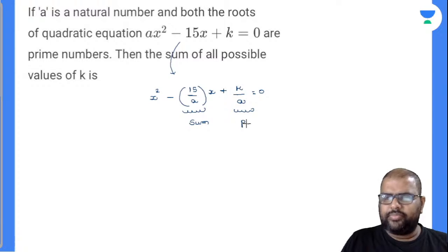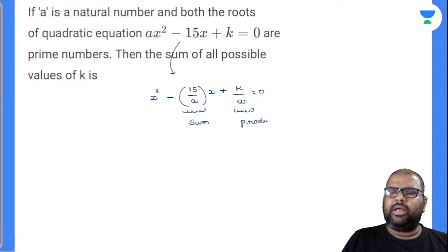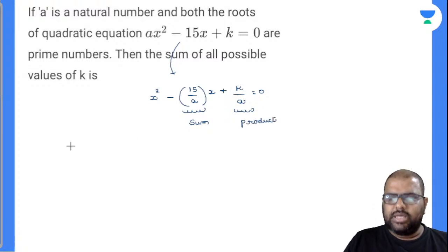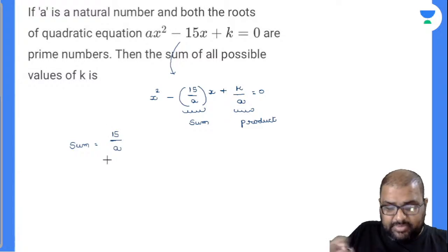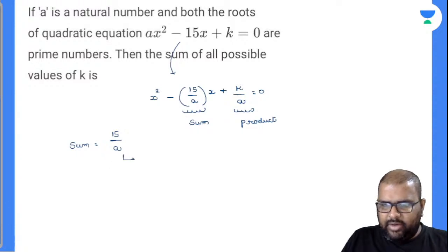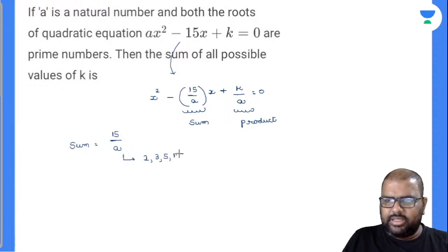Okay, finally, what I have got at this point is my sum of roots must be equal to 15 by a. And again, these are natural numbers, meaning no fractions, no point values. So this a must be a divisor of 15, right? So a can be, write down the factors there: 1 comma 3 comma 5 comma 15.